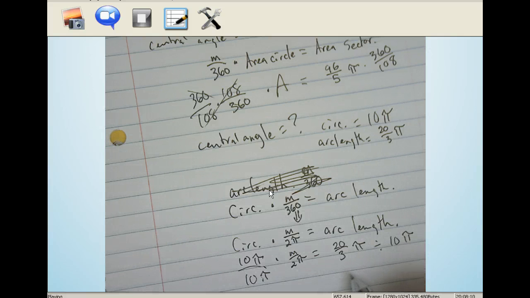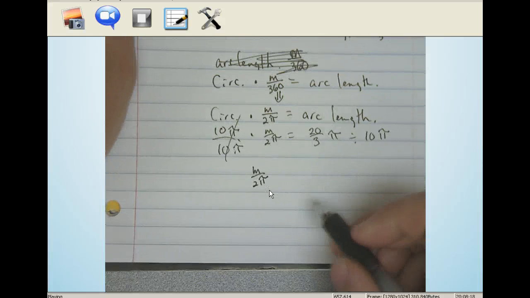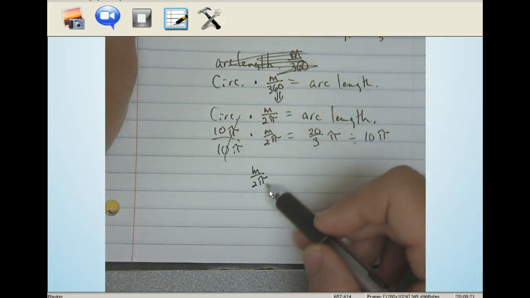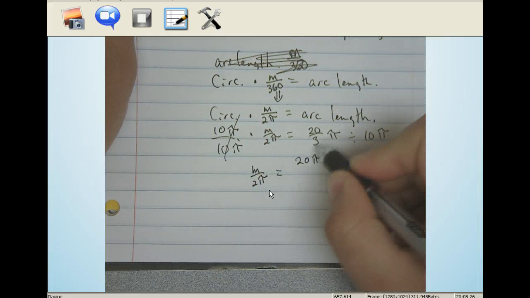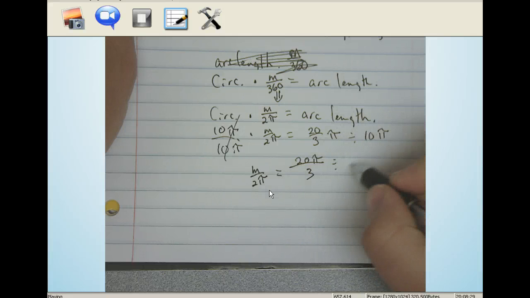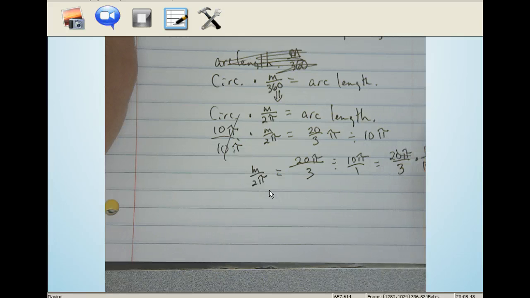So let's just write this out. These guys right here are going to cancel. I have m over 2 pi, because these canceled, is equal to 20 times pi over 3 divided by 10 pi over 1, and then I can make that equal to 20 pi over 3 times 1 over 10 pi. And then these are going to cancel. The pi's cancel and the 10 and the 20, and so we end up with just 2/3.